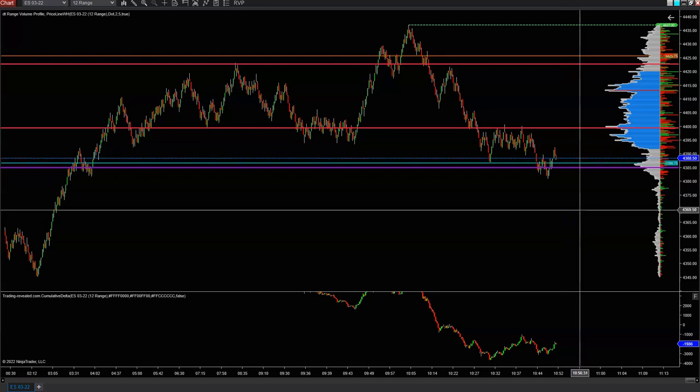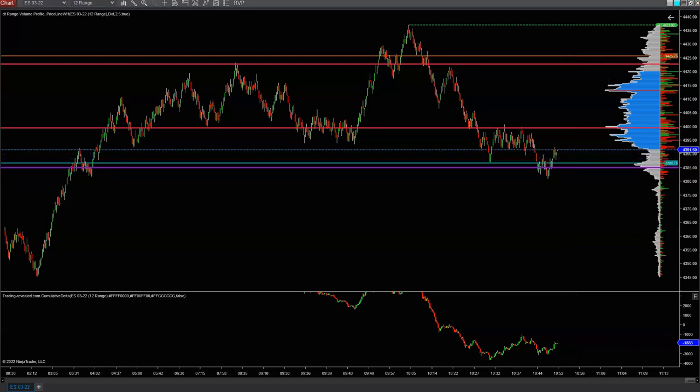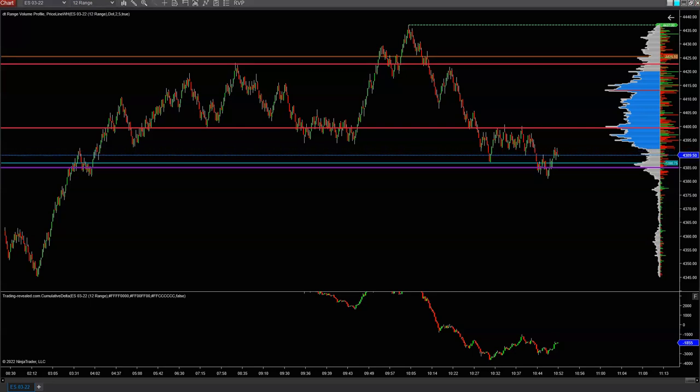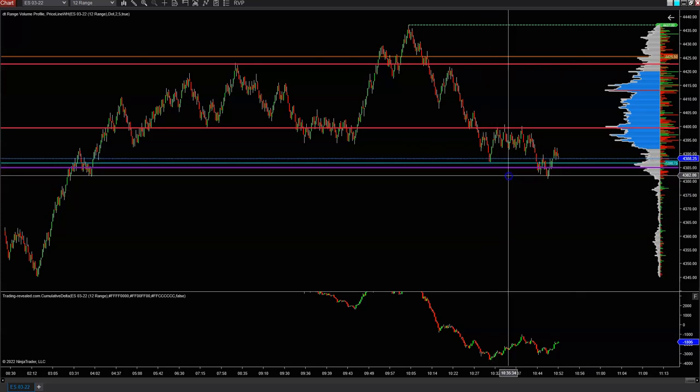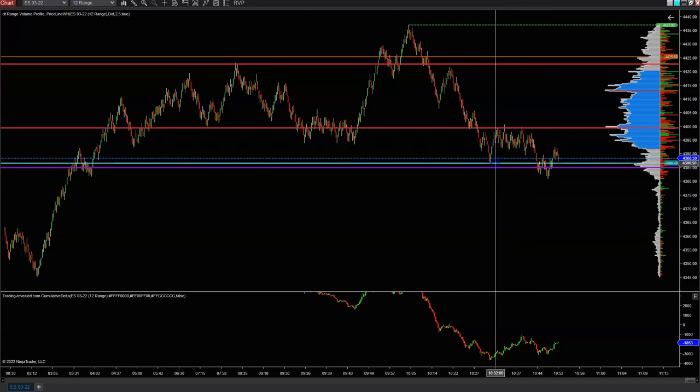All right. So let's see. Okay, let's see what we got. Yeah, be careful here. Price is just moving sideways here. Hasn't broke this area here to the downside yet, so be careful.